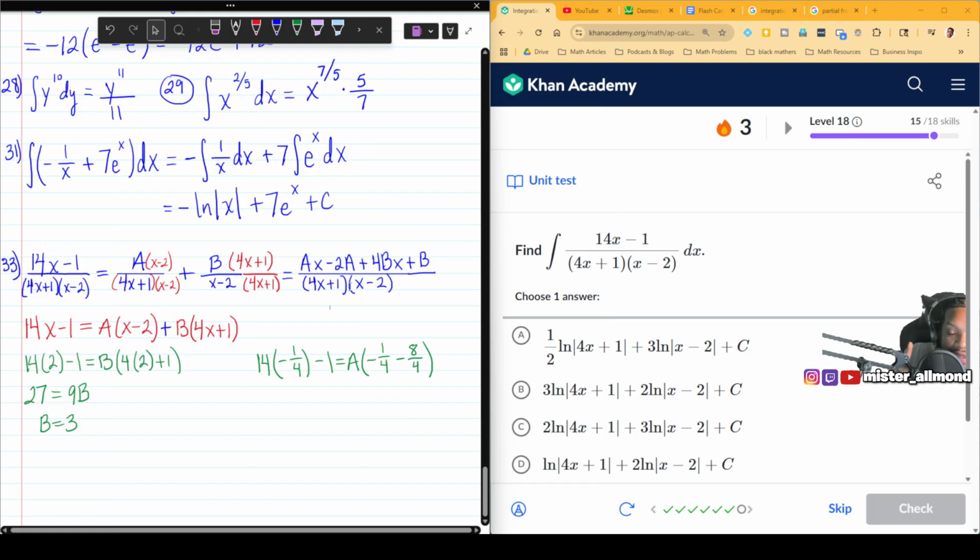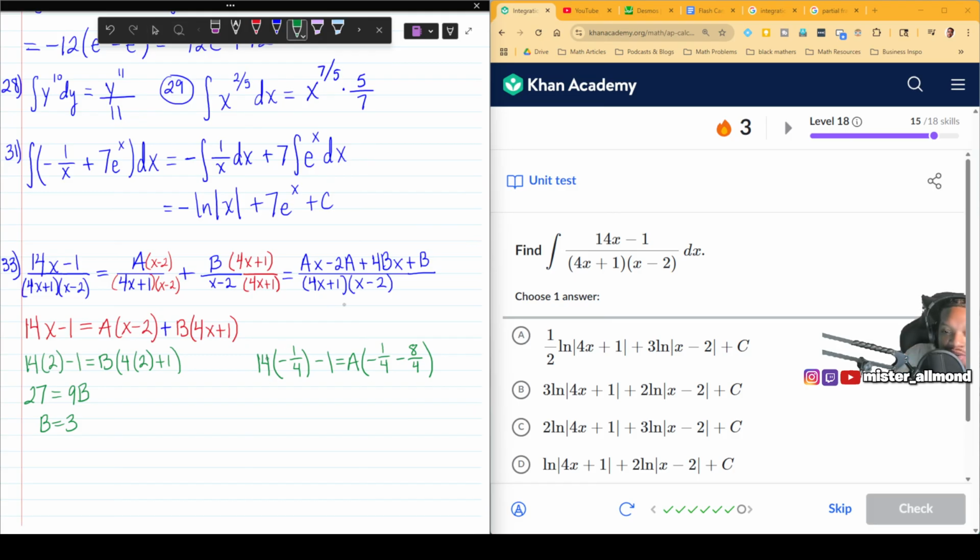Now, this seems like whatever, I'll just do it. So that's what, negative 14/4, which can reduce to what, negative 7/2 minus 2/2 equals a times negative 9/4.